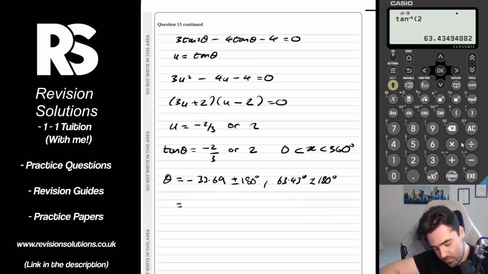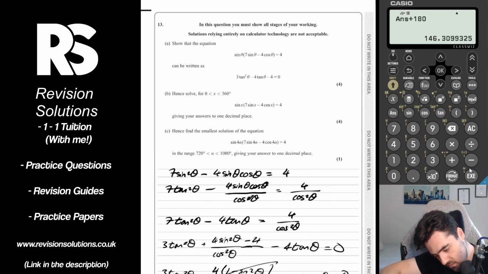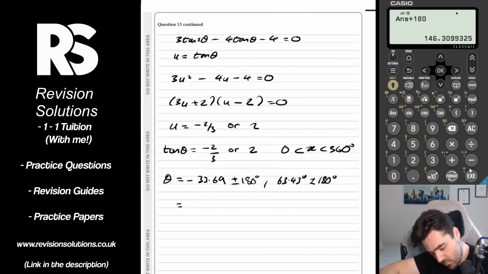So we can add 180 once to the 33.69. Let's add 180 to that. That gives us 146.3, and they wanted it to one decimal place. So 146.3 degrees would be the first one, and we can actually get another one from that if we add 180 one more time. That'd be 326.3 degrees.